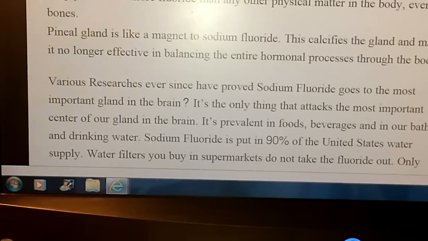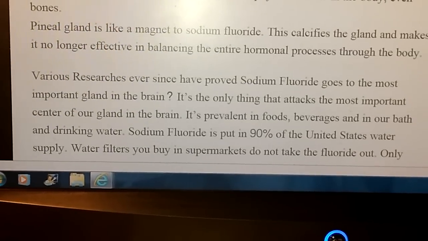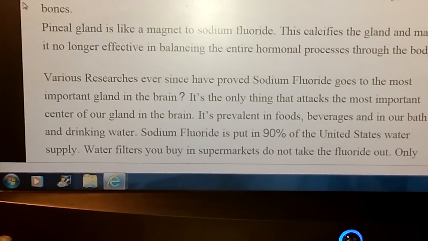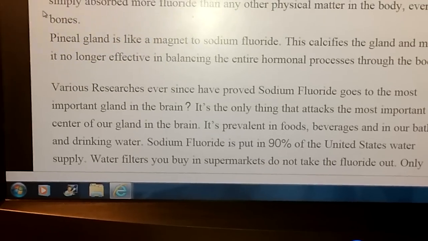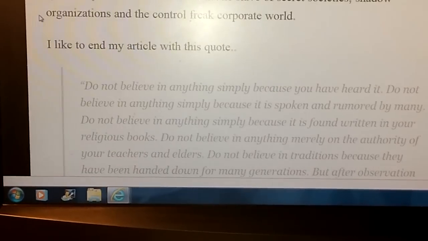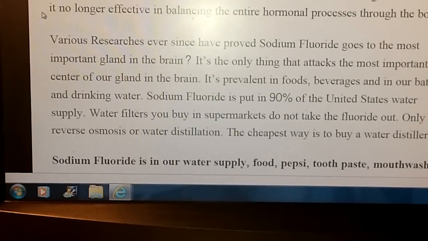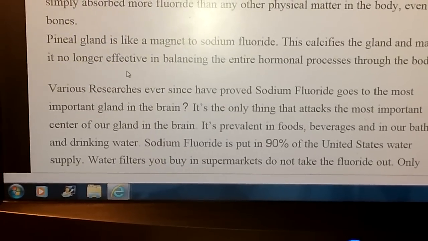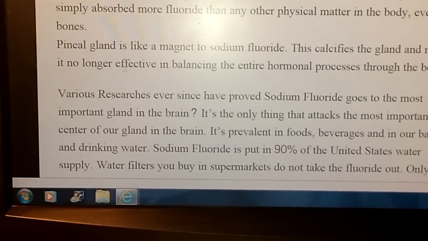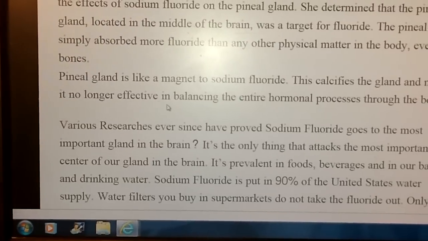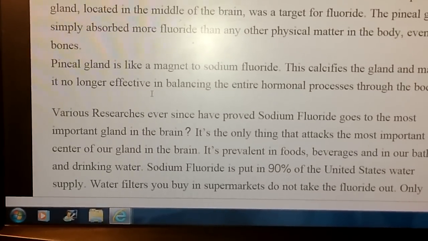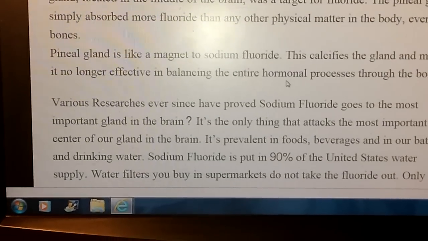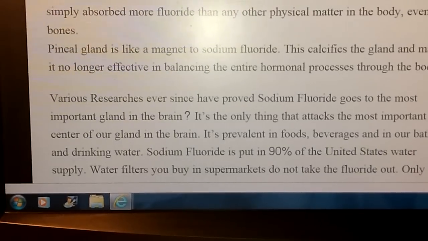Let's see. And then this talks about the conspiracy, how they are killing our pineal gland. I'm not going to read this again. It gets back into the fluoride, and it may contain some other things, but it talks about how this calcifies the gland and makes it no longer effective in balancing the entire hormonal processes through the body.